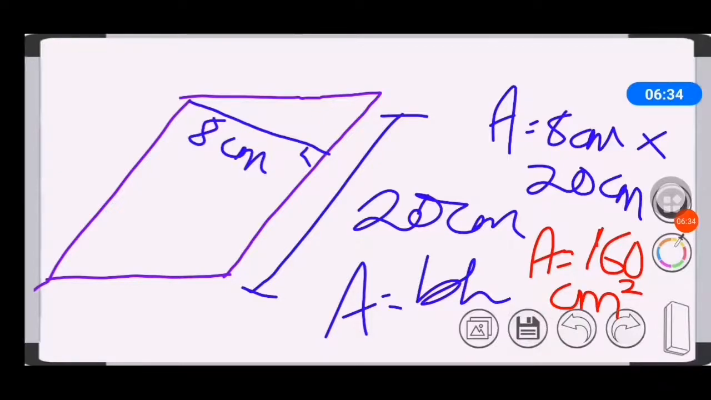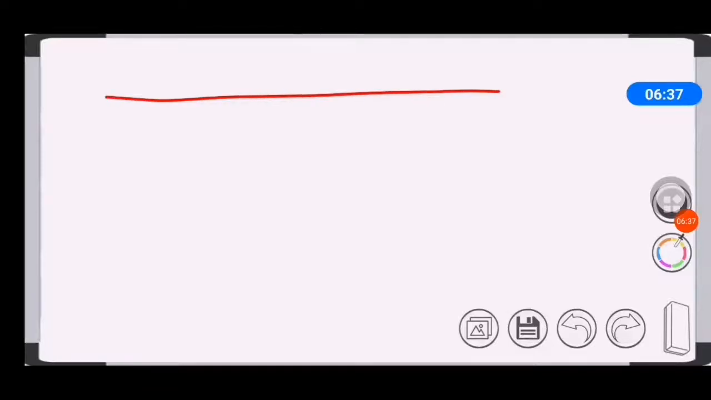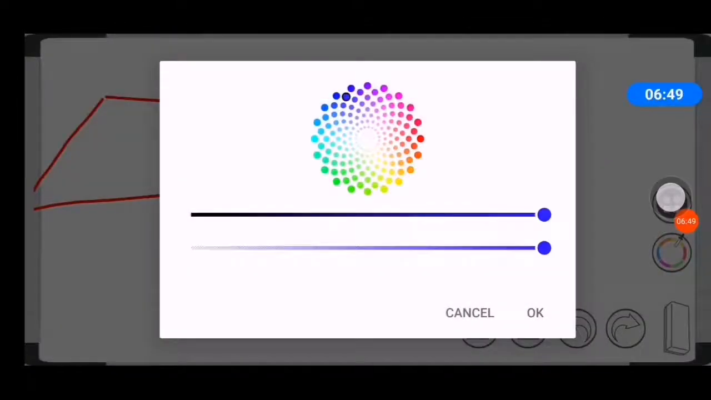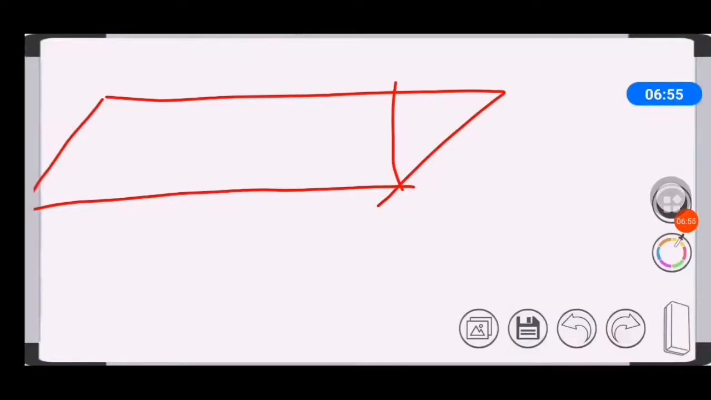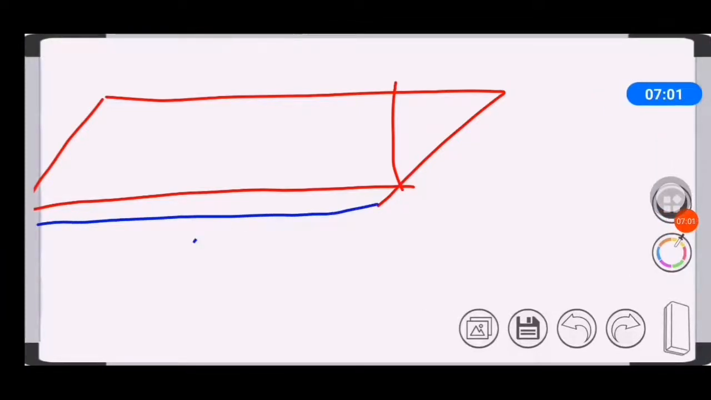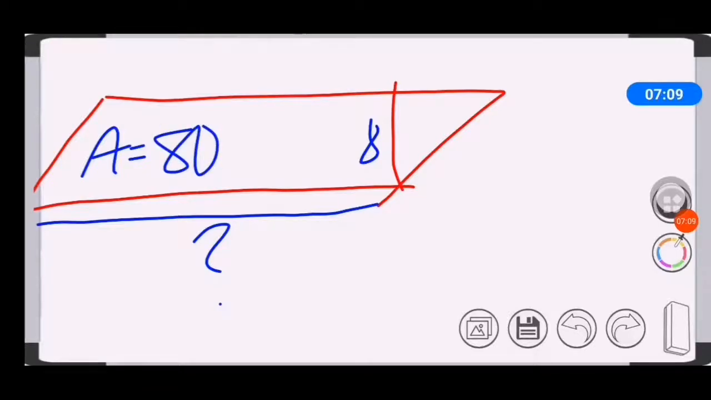Got it? Great. What if we are given the area? We have a parallelogram, and the area has been given. We have our height, but we don't know the base, this side. We have our height as, let's say, 8, and the area is given as 80 squared centimeters. Now we have to find the base.